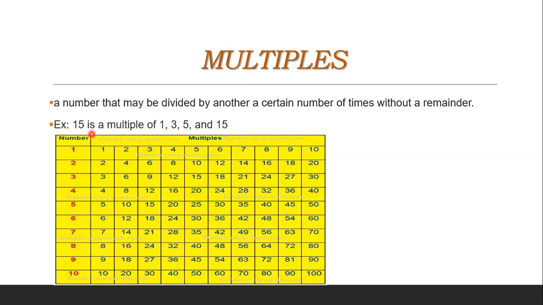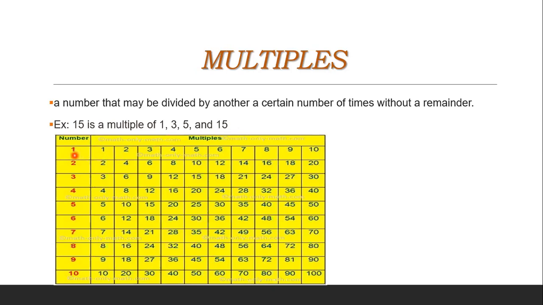See here, for example, 15. 15 is a multiple of 1, 3, 5 and 15. See, 1 15s are 15 and 3 5s are 15. 5 3s are 15. Then 15 ones are 15. So like this are the multiples.